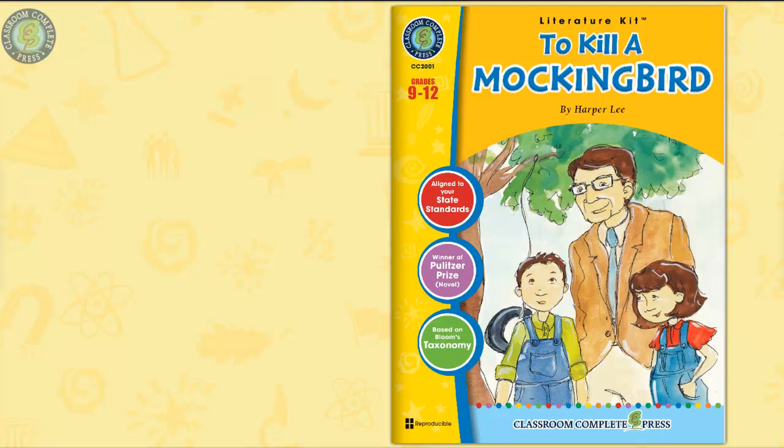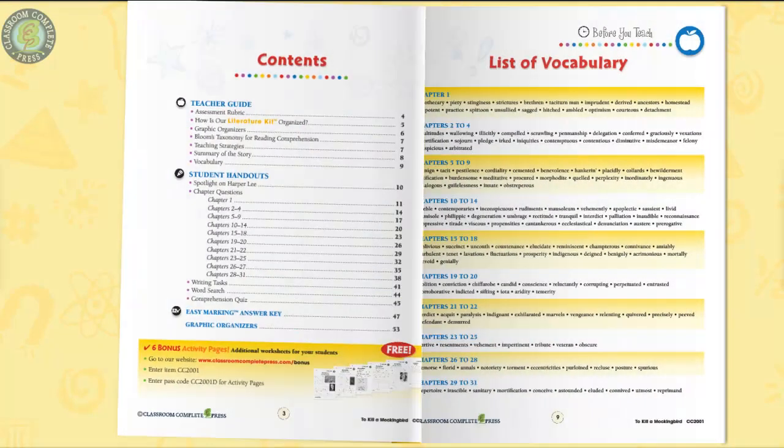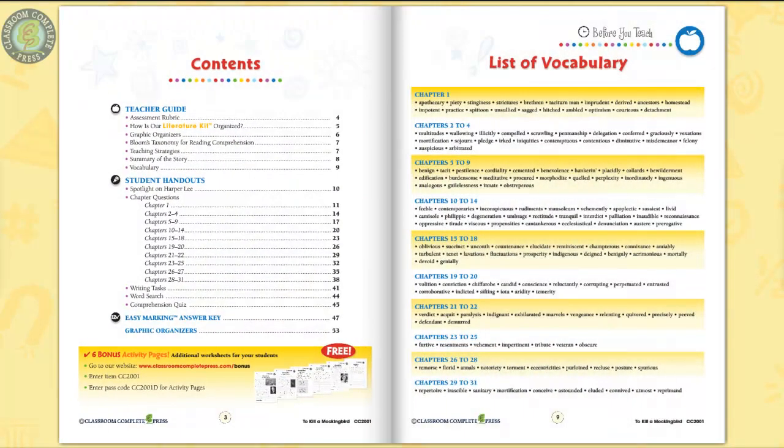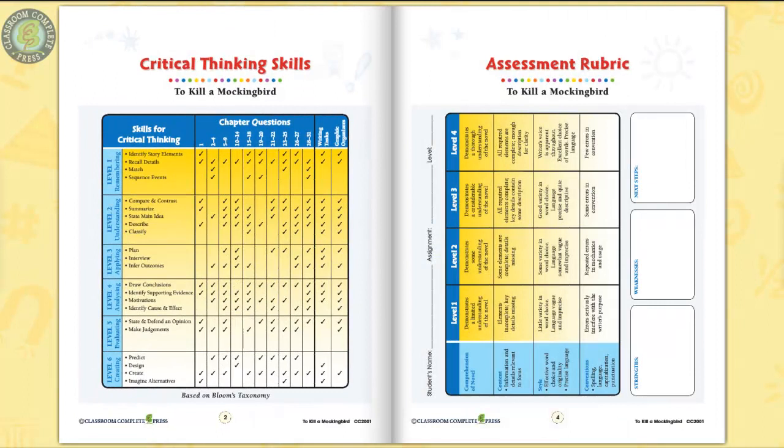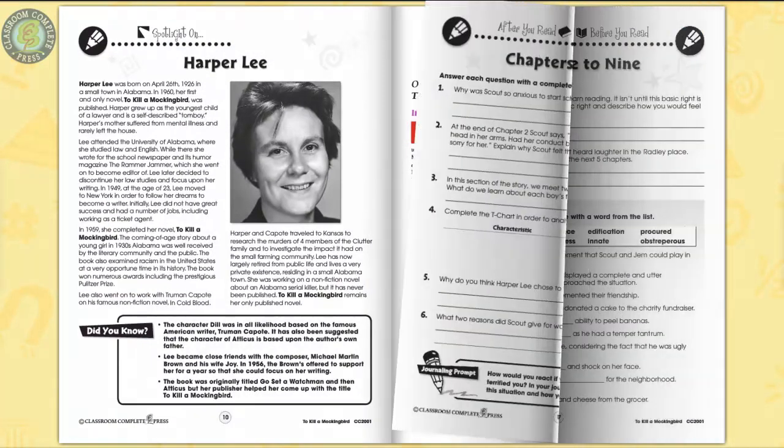This literature kit on To Kill a Mockingbird by Harper Lee is great for mature lower-level readers, as it offers great appropriate vocabulary and comprehension activities. 55 pages chock full of before-you-read worksheets for each chapter section, along with vocabulary prompts to prepare your students for the reading, with rubrics, teacher guide, and author biography.